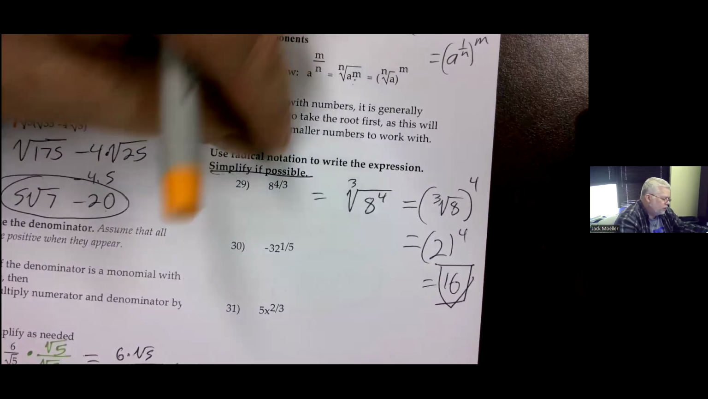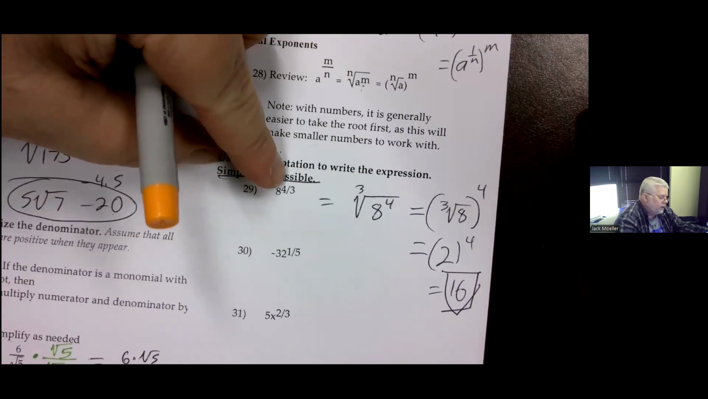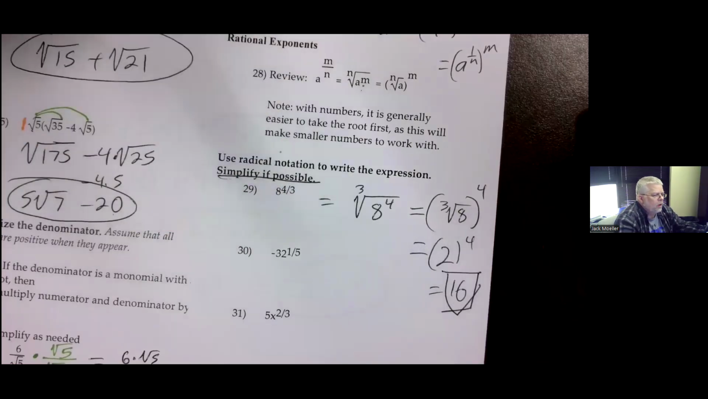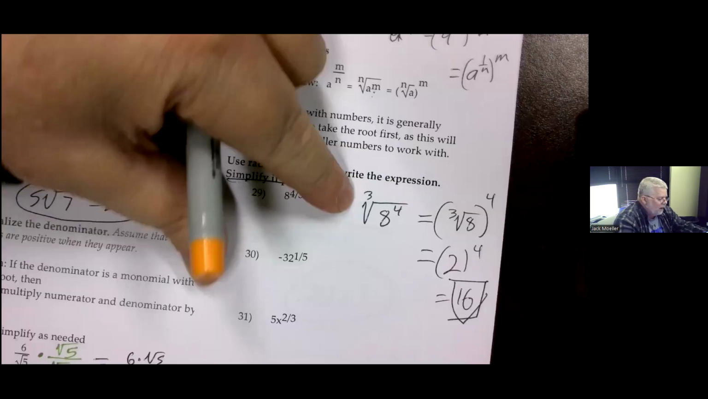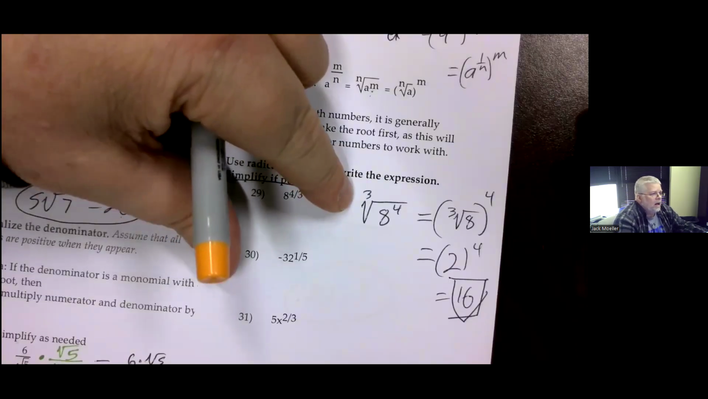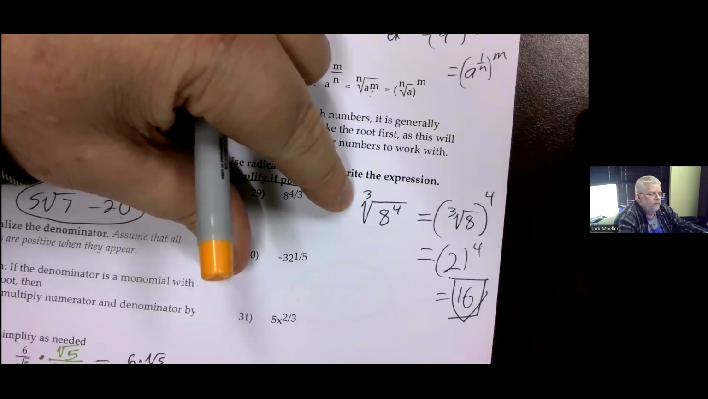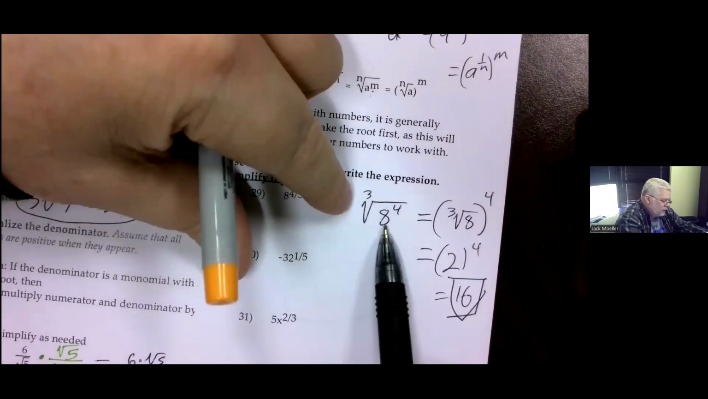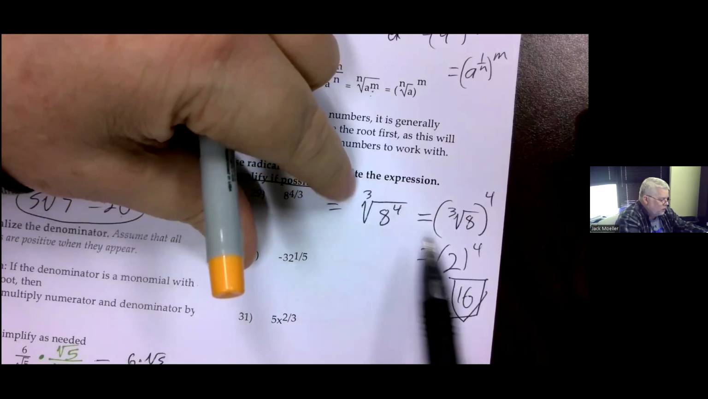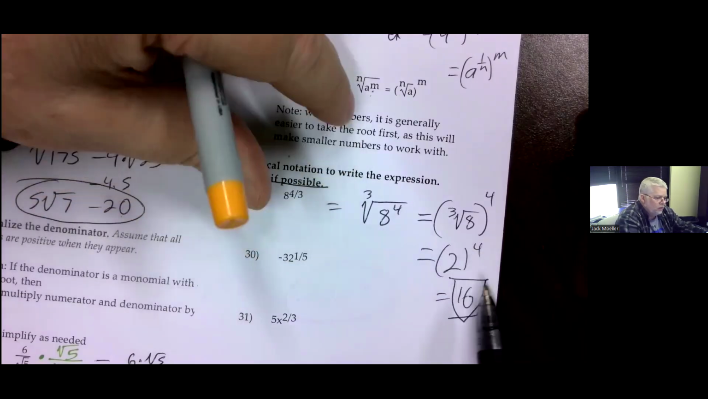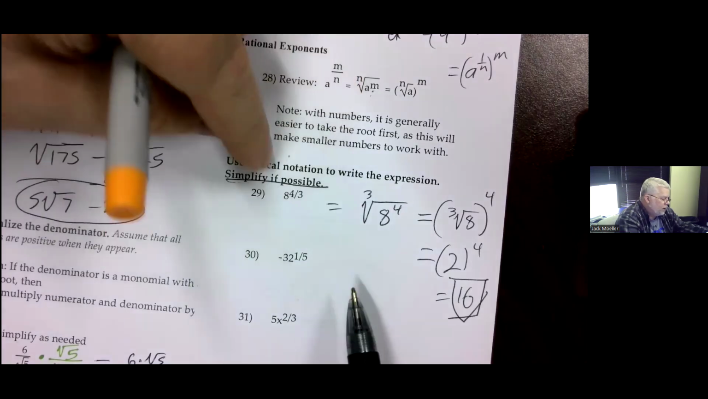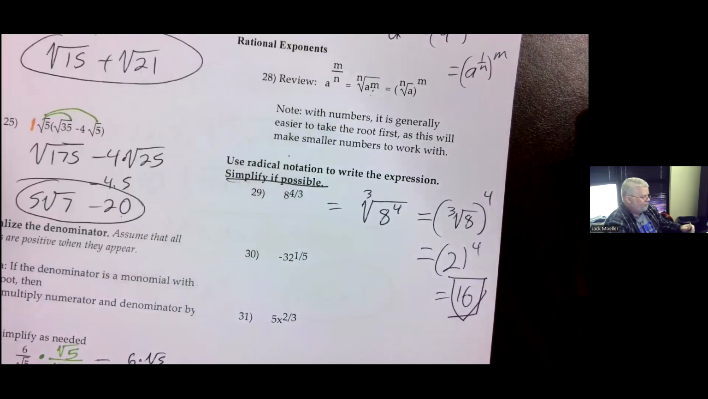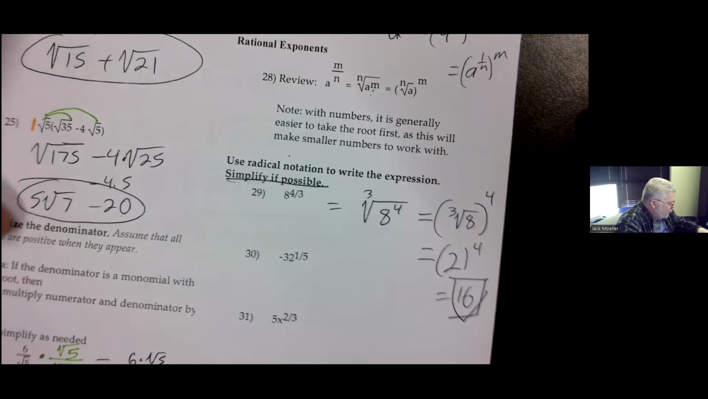So when you're dealing with simplifying numbers that have fractional exponents, actually doing the radical first is going to give you smaller numbers to deal with. I couldn't do this without a calculator. Well, I could, but it'd be some big factor trees, and I don't even want to mess with basically doing factor trees with 8. You're going to get lots of 2's to deal with. So if you're simplifying numbers with rational exponents, do the radical first. So let's try 30.